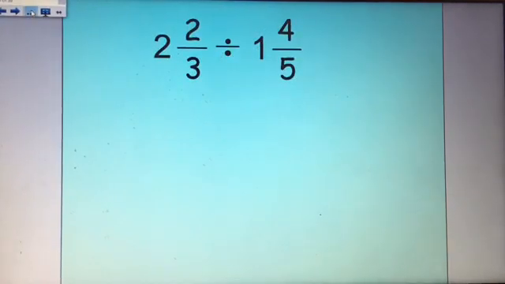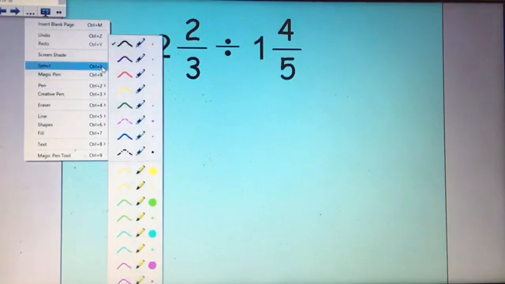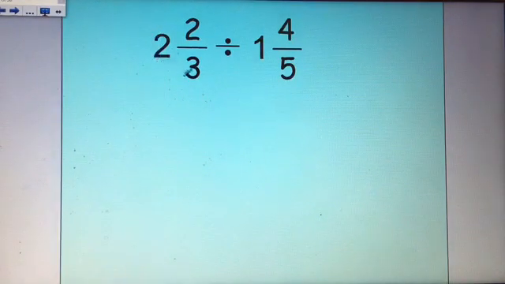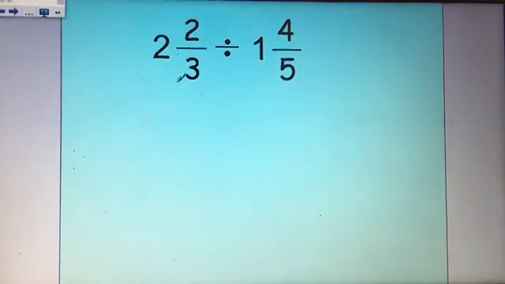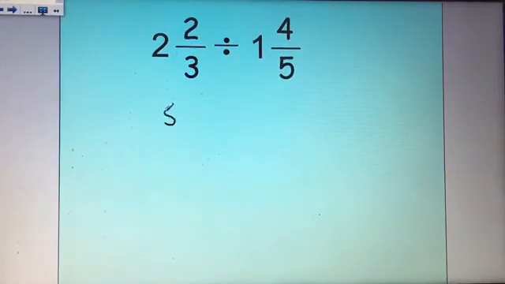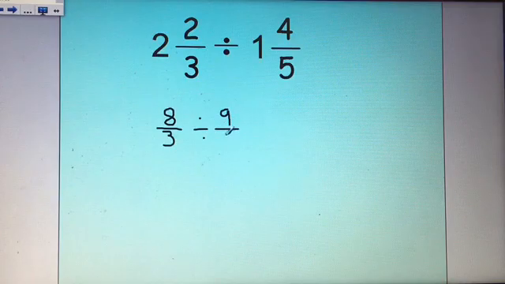We're going to turn our 2 2/3 into an improper fraction. So 2 times 3 is 6, and add the 2 makes 8/3. Divided by 1 times 5 is 5, add the 4 makes 9, so 9/5. Then we're going to do our keep, change, flip.